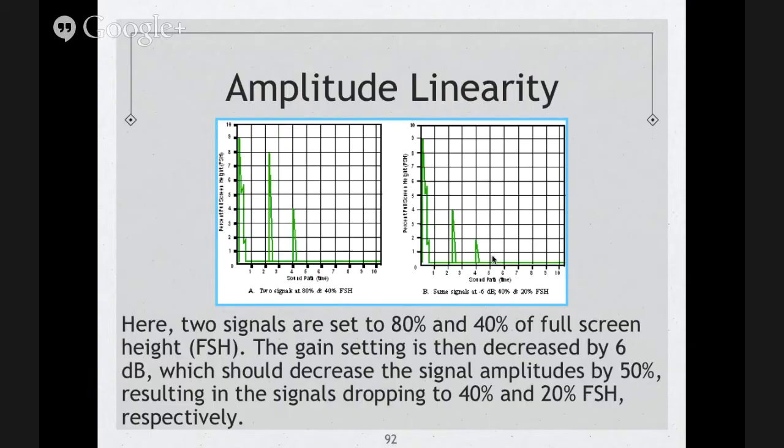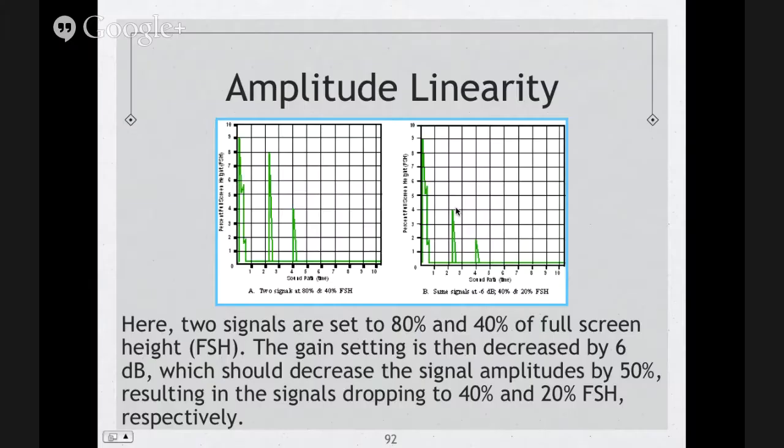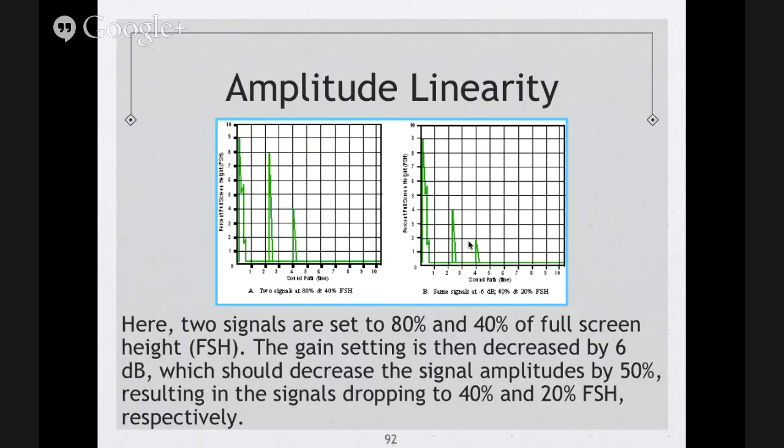You're going to go ahead and cut the 80 to 40 and the 40 to 20. See that? Okay. So that's the amplitude linearity, okay?